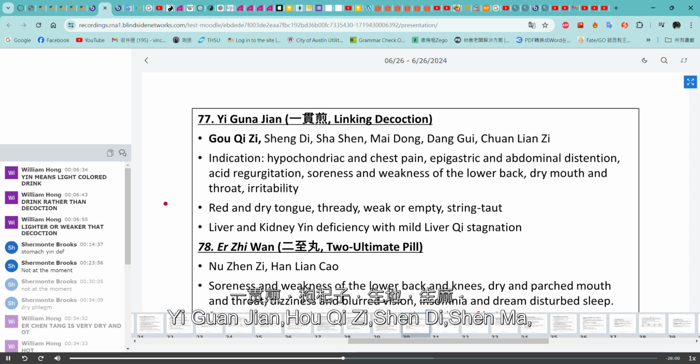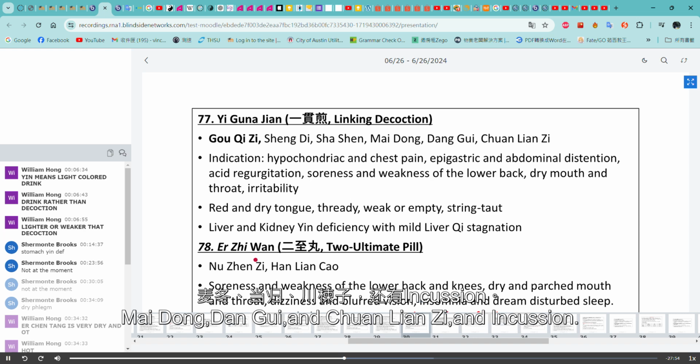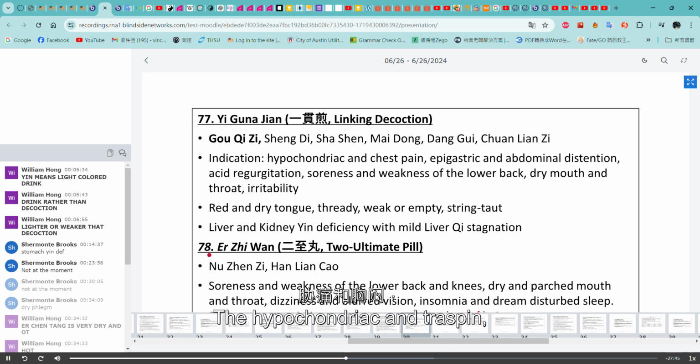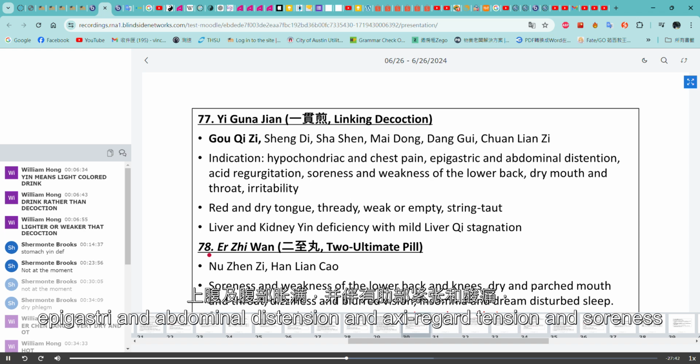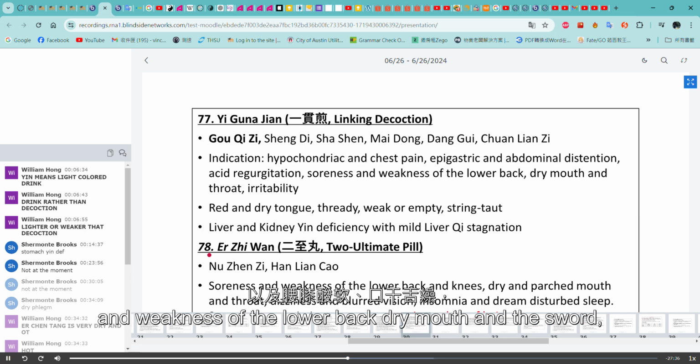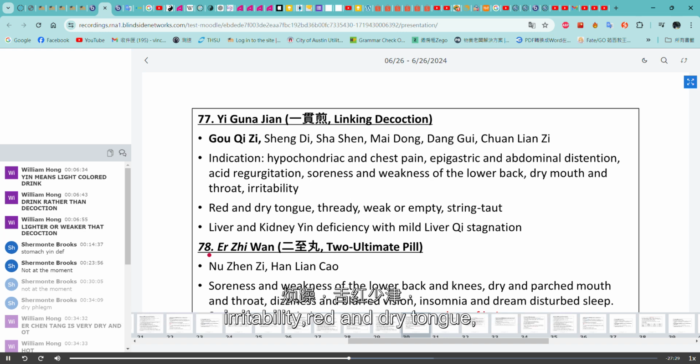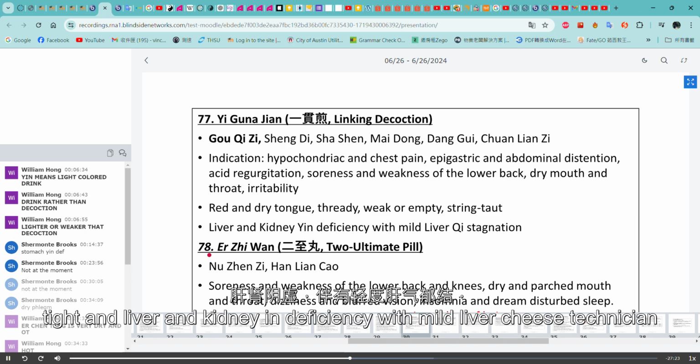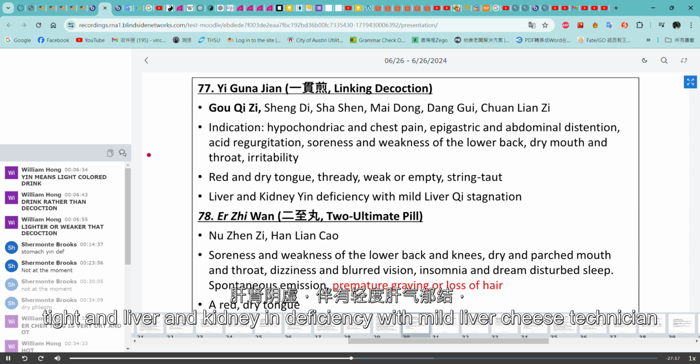一贯煎: 北沙参, 枸杞子, 生地, 麦冬, 当归 and 川楝子. Indications: hypochondriac and chest pain, epigastric and abdominal distension, regurgitation, soreness and weakness of the lower back, dry mouth and throat, irritability, red and dry tongue, thready, weak and empty pulse, and liver and kidney yin deficiency with mild liver qi stagnation.